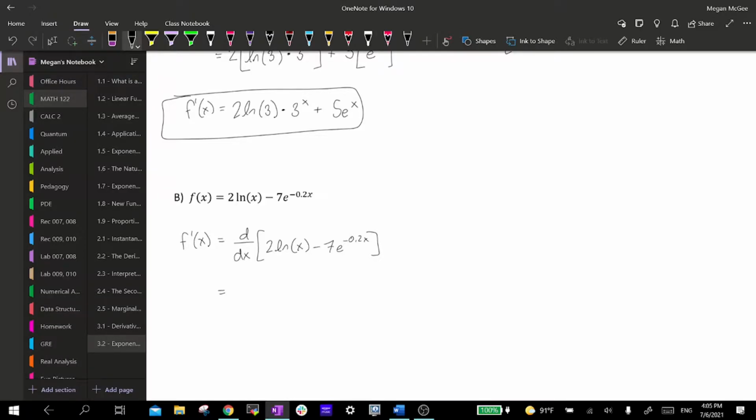Okay, we could go ahead and break this into 2 different derivatives. So we have the derivative of 2 times the natural log of x minus the derivative of 7e to the negative 0.2x.